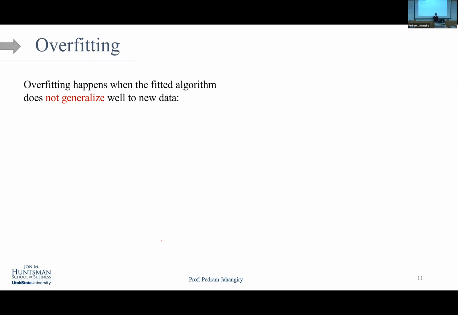So imagine you have a model. If you cannot generalize that model when you use a new data set, basically your model is doing a poor job in the test set. Again, in the train set, it's doing a perfect job, but in the test set, it's not doing a good job. So let me give you some examples.